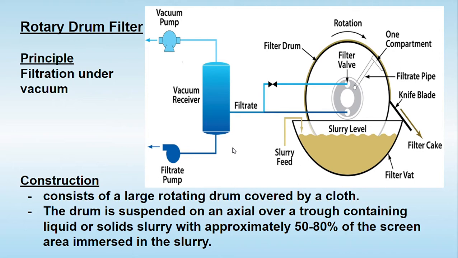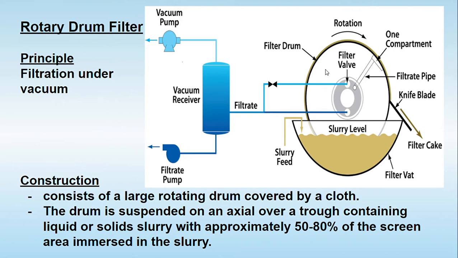Now, why has the name rotary drum filter been given? Because if you look into the construction, a drum is there. This is a cross-sectional view. It is like a drum which is going to be rotated on its axis, and it is going to be continuously rotating. So that's why it is called a rotary drum filter.